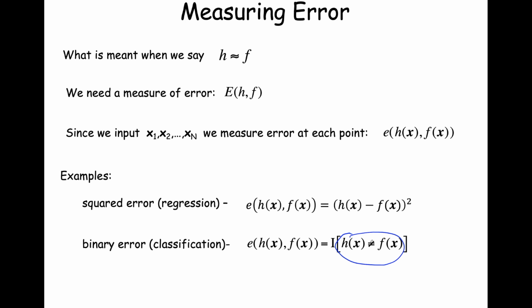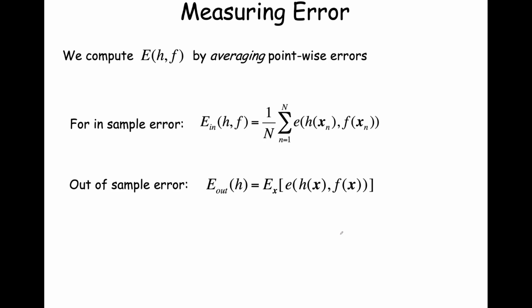Because if, in the case of regression, h(x) coincides well with f(x), well, the squared error losses are going to be close to 0. If we have a classifier and h(x) coincides very well with our unknown target function f(x), we're going to have a lot of 0 indicator functions, and the error rate is going to be closer to 0. So we compute our error measure by averaging over these pointwise errors across our set of in-sample points.